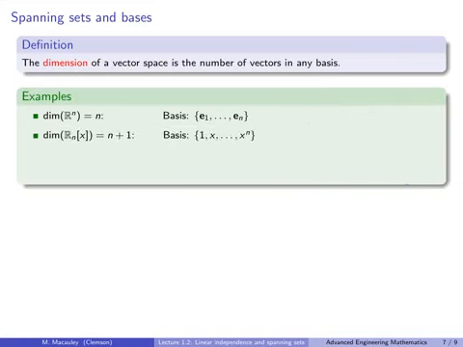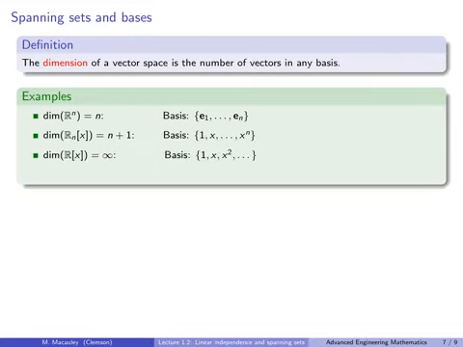Next, the dimension of the space of polynomials of degree at most n is n plus 1. And here's a basis: 1, x, x squared, all the way up to x to the n. Now, obviously, there's many other possible bases, but this is the most canonical one.